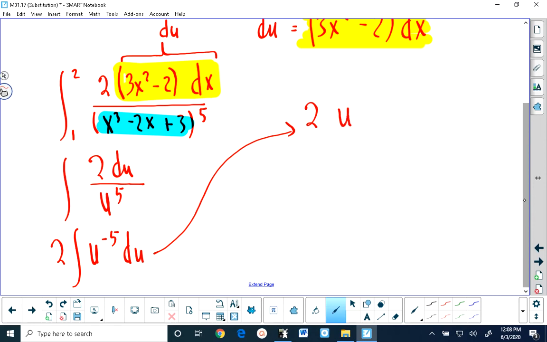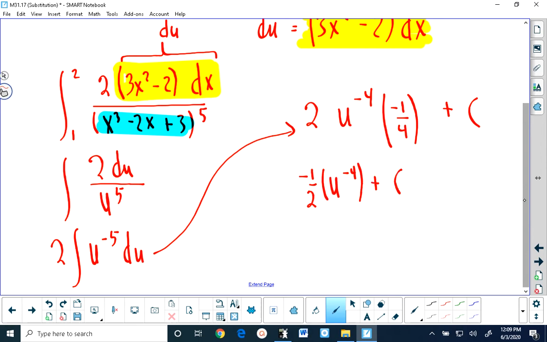It will be u to the negative 4, and then we have to multiply by negative 1/4, and then we can put plus our constant. Although since we are going to evaluate the integral using numbers, we don't have to worry about the constant. So this becomes negative 1/2 u to the negative 4 plus a constant. But now we can substitute in what u was. U was x cubed minus 2x plus 3.